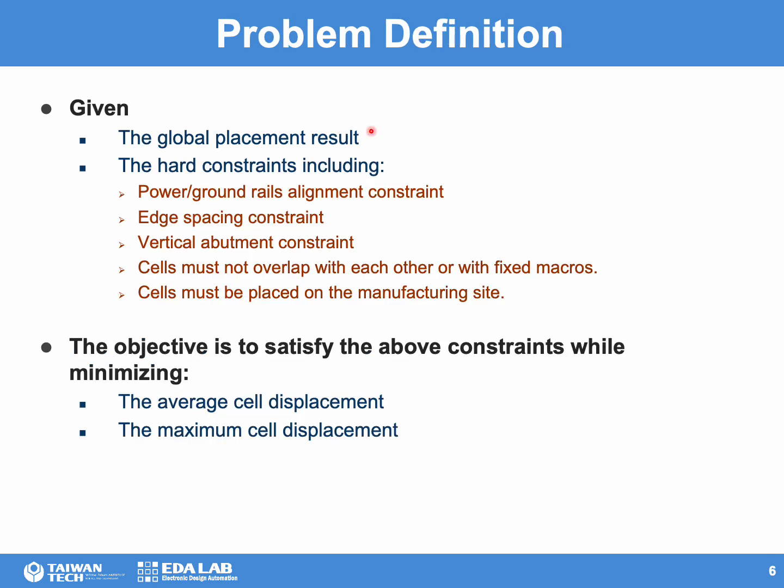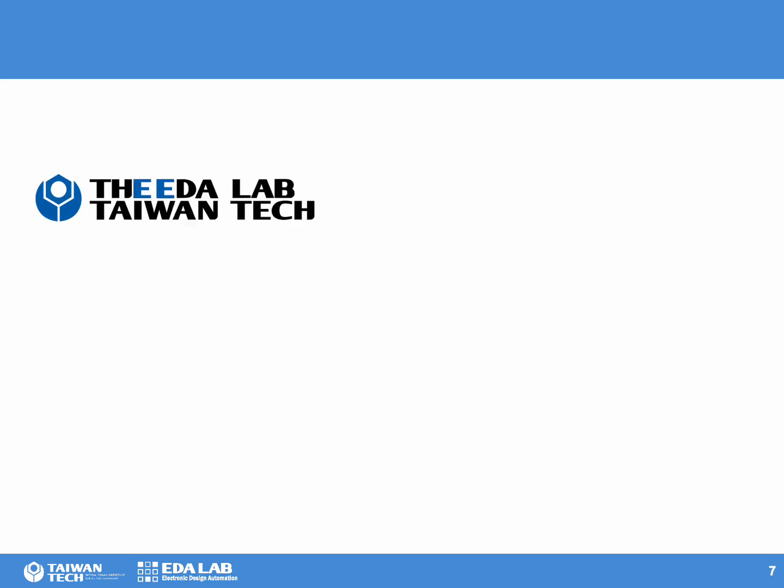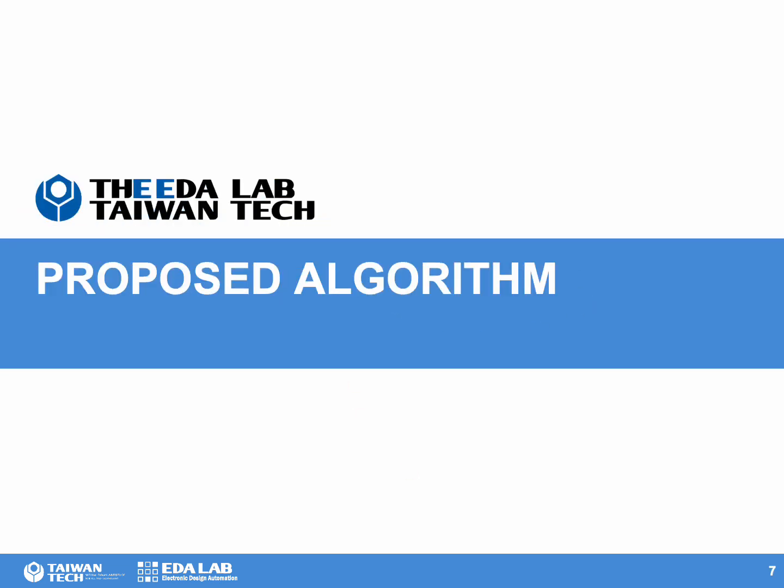In the final slide of the introduction, we define the problem that our algorithm aims to solve. Given the results of global placement and the following hard constraints, the goal of the algorithm is to minimize both the average cell displacement and maximum cell displacement. So next, I'm going to introduce the proposed algorithm.